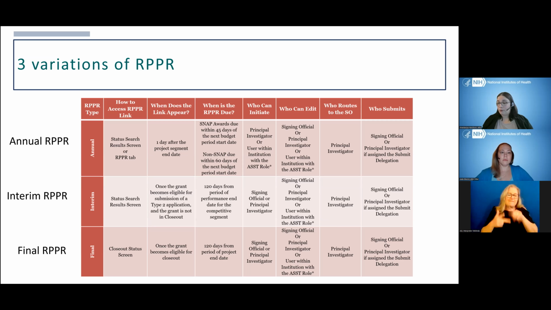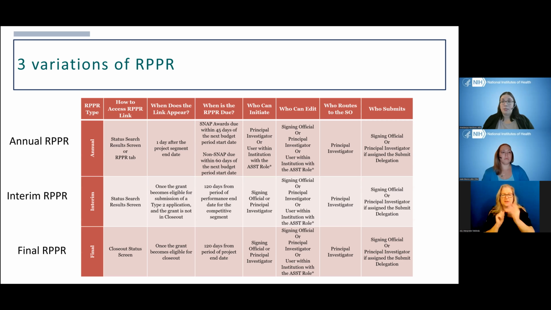Now, let's say you submitted a type 2 to compete, but you've already submitted a final RPPR. You did not have your type 2 application submitted and went ahead and just submitted a final RPPR. And then you decide, you know what, I don't want to close out, I actually want to recompete. If that happens and you have the type 2 come through and it gets funded, the system is actually going to flip your final RPPR into an interim RPPR. There's nothing you need to do. So just be aware of that.